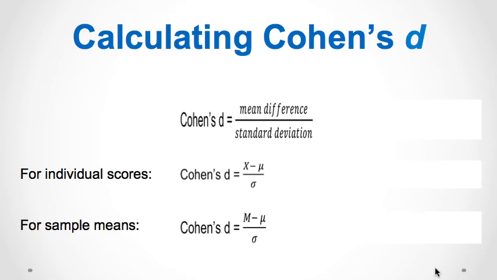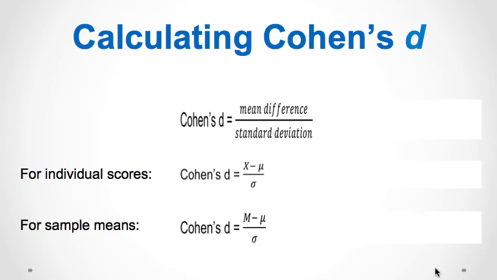Much like a z-score, Cohen's d measures the size of the mean differences in terms of the standard deviation. So for individual scores, Cohen's d equals x minus the population mean mu divided by population standard deviation sigma. And for sample means, Cohen's d is equal to sample mean M minus population mean mu divided by population standard deviation sigma.